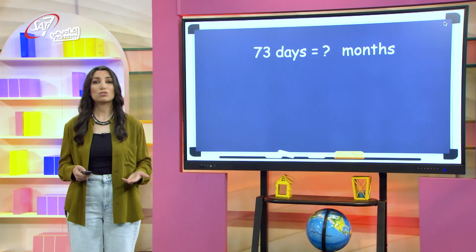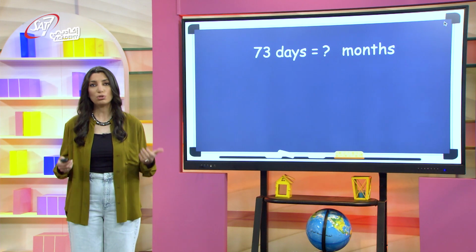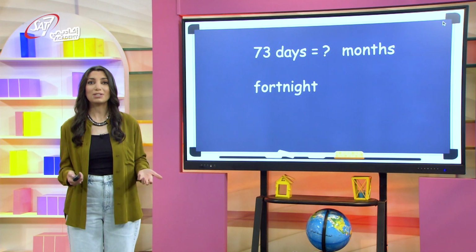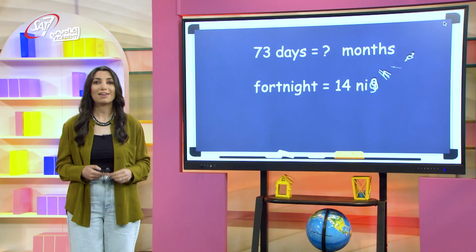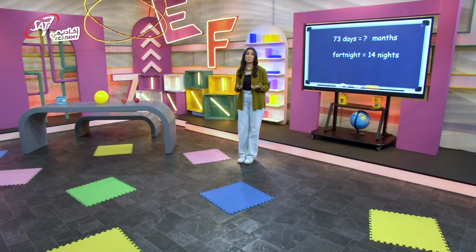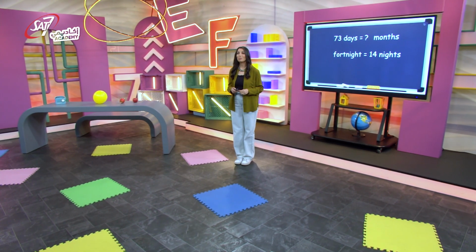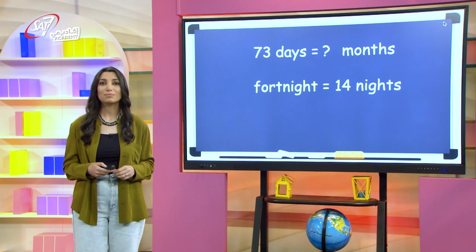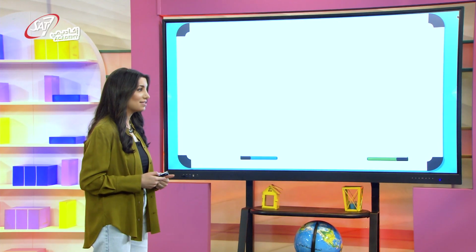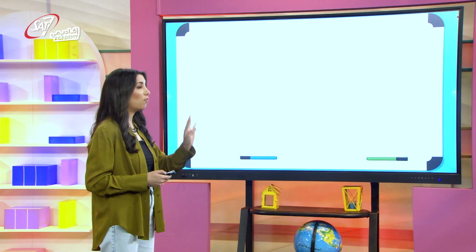7 days times 2 equals 14 days, or 2 weeks, which is also called a fortnight. The word fortnight means 14 nights, which refers to 2 weeks in time. So Mr. Najm's business trip lasted around 2 months and a fortnight, or 2 months and a half. I previously mentioned that there are 30 or 31 days in a month, except for February, that contains 28 days and 1 extra day every 4 years.